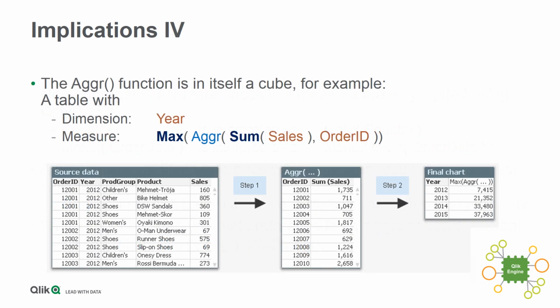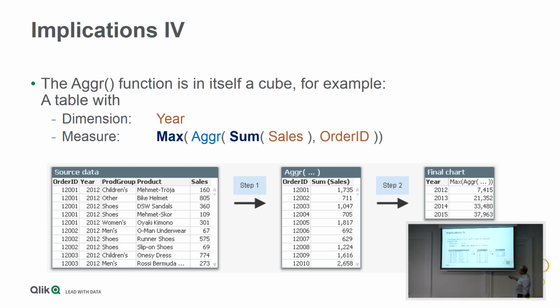But first let's take the next slide here. If you have used the aggr function, then you should think of it like this: the aggr is a function that creates an intermediate cube. You want to look at this cube over here. So if you want a table with dimension year, then you have that here, and the measure should be max aggr sum of sales, meaning, I want the largest order within each year. That's what this calculates. So it's a two-step calculation. For each order ID, calculate the sum of sales, and then among the order IDs, pick out the largest one. That's what that function says. And that's what you get over here.